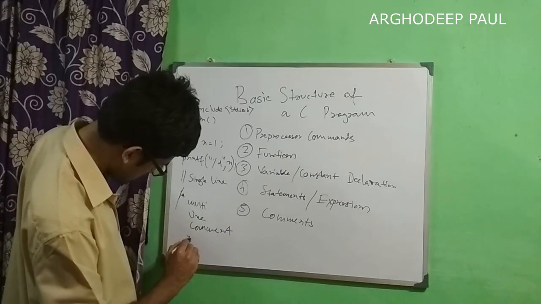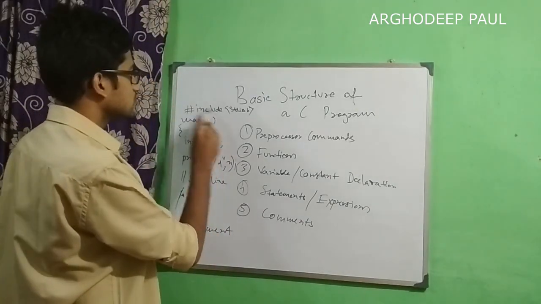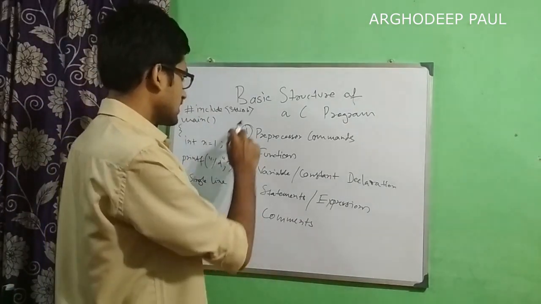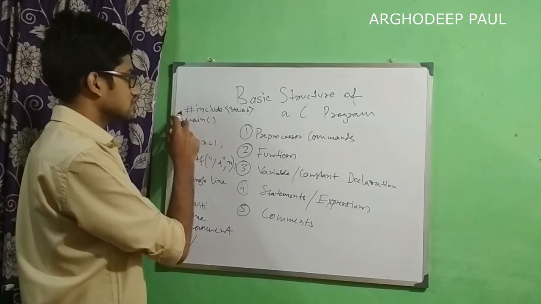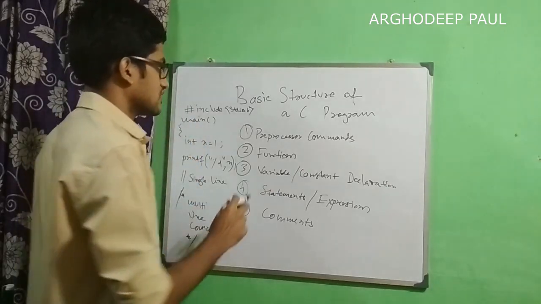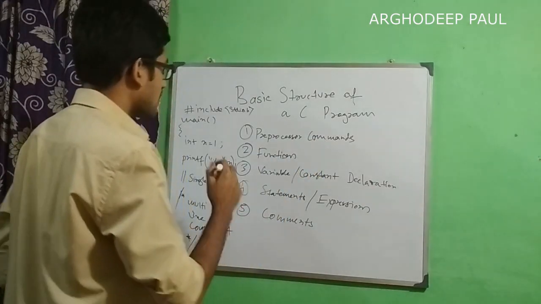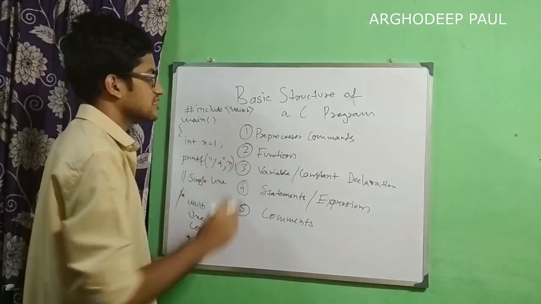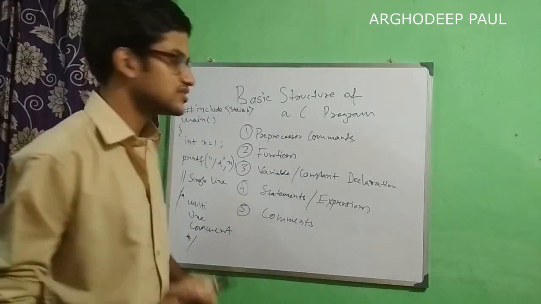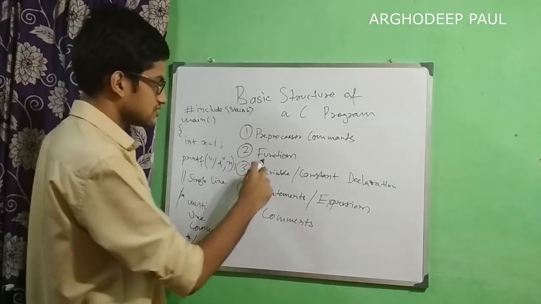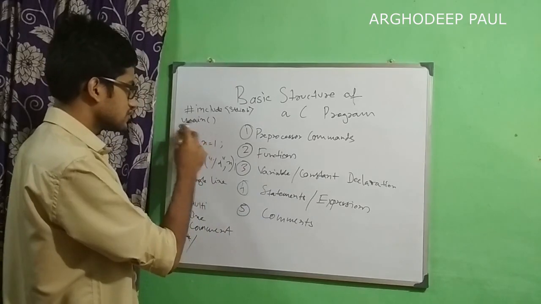So let us see this basic C program. This hash include stdio.h is a header file here. This hash is the preprocessor. Anything we write after the hash becomes a preprocessor command. So I am telling the compiler to include this stdio.h file. In case of C++, you will be including conio.h also. Main is the function itself. The function element is this function.